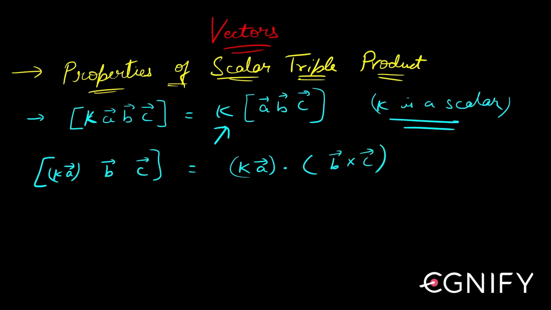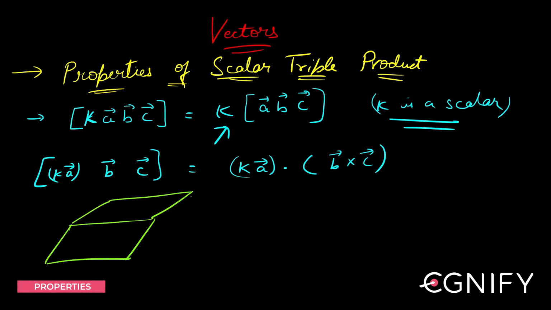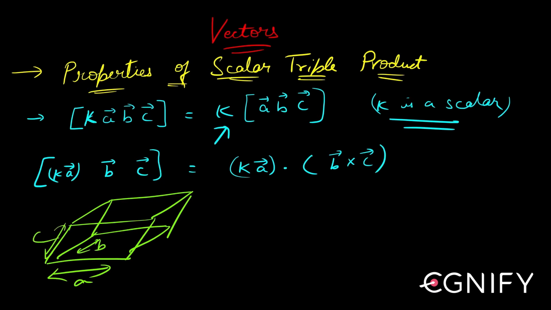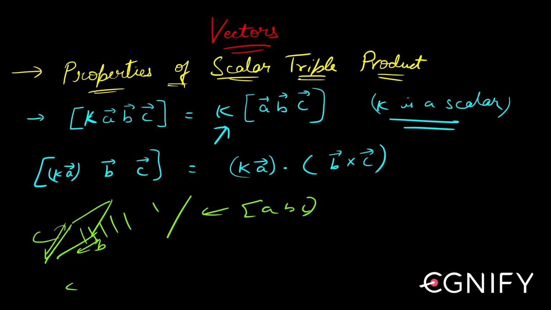So when you had your parallelepiped initially, your edges were A, B and C. When you did box ABC for this, you got its volume. If you increase the length of this A bar to some K A bar, then this parallelepiped that you see will slightly increase in length. From A bar, it will become K A bar.